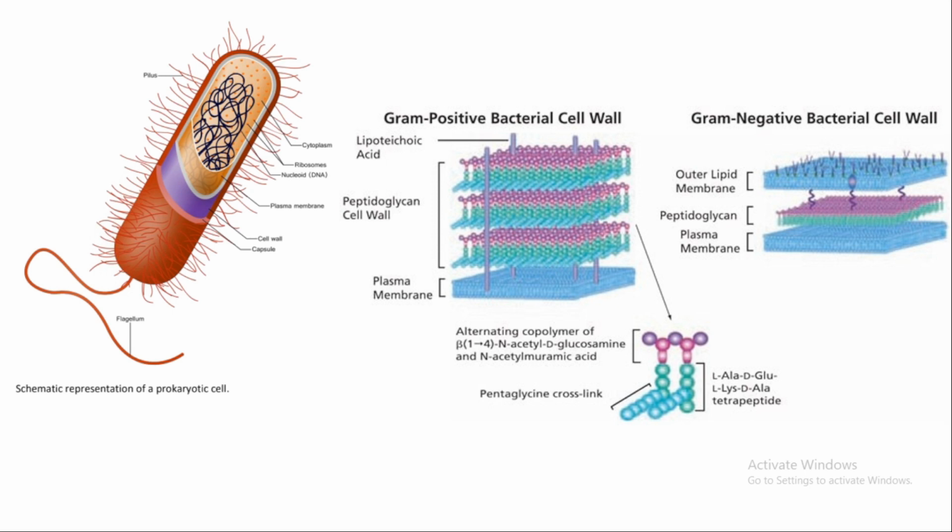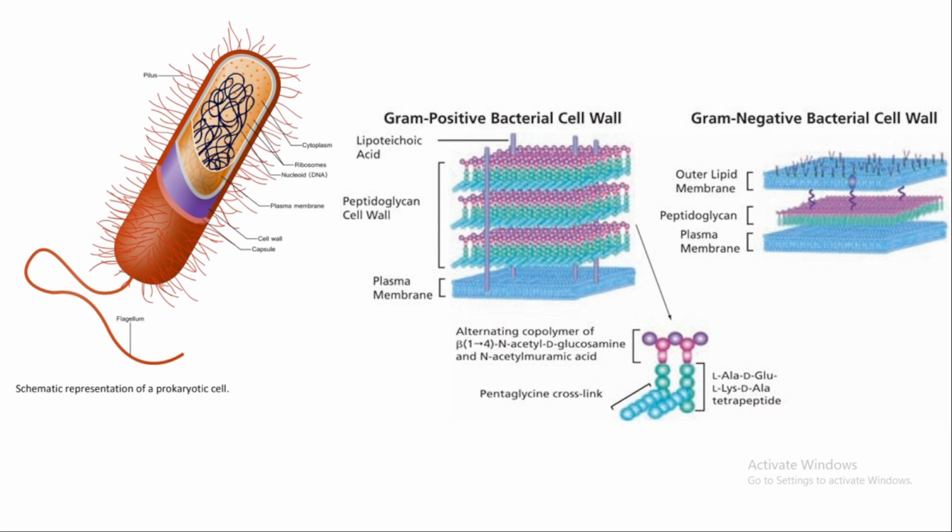So this is the structure of the peptidoglycan layer present in the bacterial cell wall, and this peptidoglycan layer is thick in case of gram positive bacteria, and in case of gram negative bacteria the peptidoglycan layer is thin and it is surrounded by an outer lipid membrane. So gram negative bacteria have an outer membrane apart from the peptidoglycan. This is the structure of a bacterial cell wall, and this determines the shape of the bacteria.